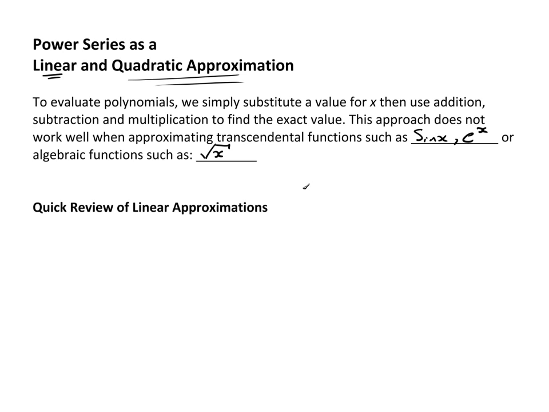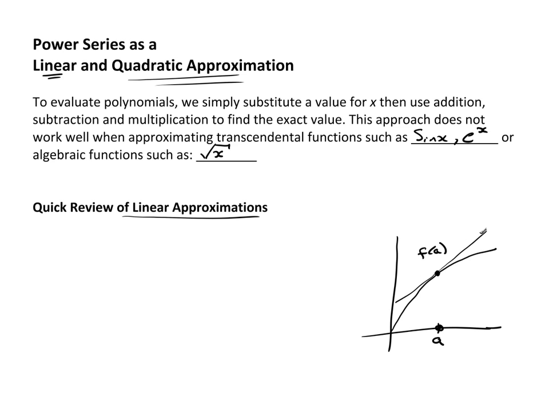So what we can do is use linear, quadratic, and higher order approximations to approximate these values. Now just quickly, let's do a quick review of linear approximations just so that we're all up to speed on this idea. Let's start off with some curve that perhaps looks like this, and we have some known value a, and we know what f of a is. So I know a and f of a. So I know this point. I know these coordinates. Now for linear approximation, what I'm going to do is simply find the equation of the line tangent.